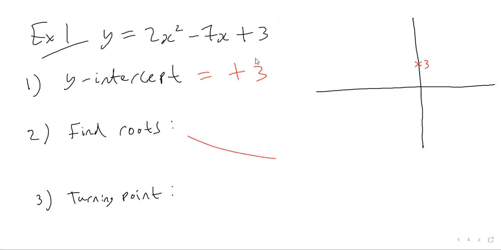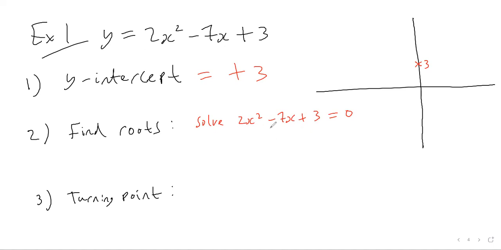Now we need to find the roots of the quadratic. So we now need to solve the equation. To do this, we solve 2x squared minus 7x plus 3 equals 0, where the y-coordinate equals 0. So we substitute in y equals 0, and then we solve this equation. That's how we get our roots, where the graph crosses the x-axis. I guess you could use completing the square like we've done before.